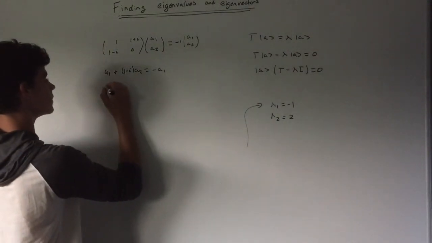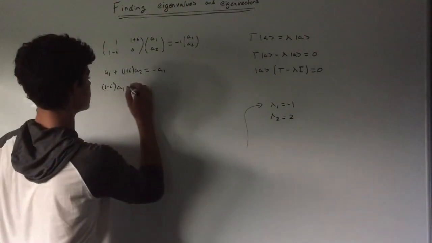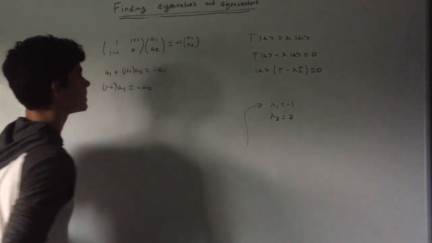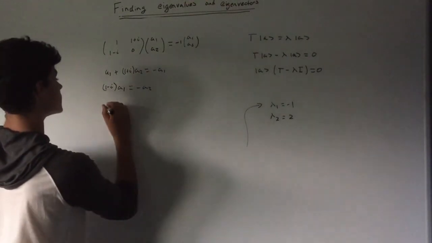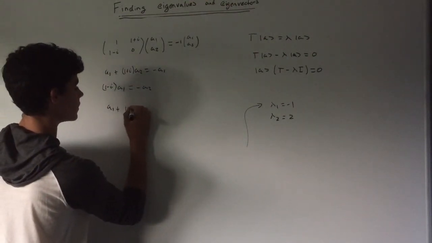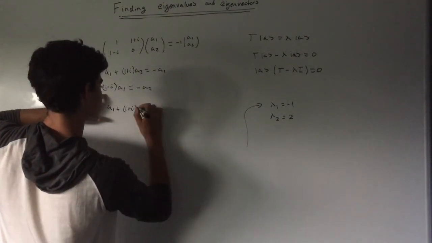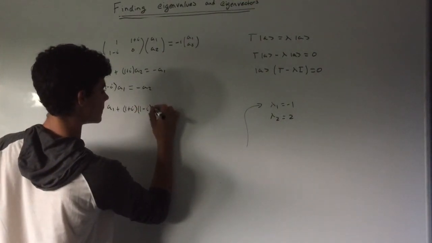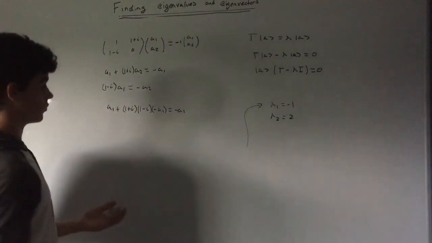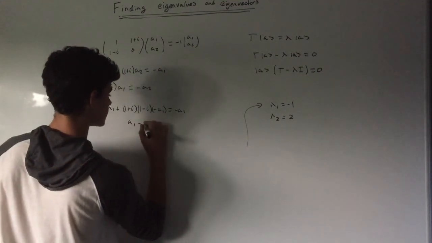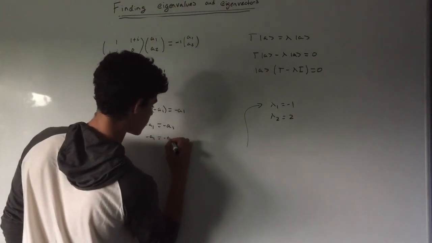So we'll have 1 minus i times A1, plus 0 times A2, is equal to negative A2. Awesome. Now we solve for A2 and plug it into the first system equation. Then we'll have 1 minus i times negative A1 is equal to negative A1. This, as you said before, was 2, so we'll have A1 minus 2A1 is equal to negative A1. Negative A1 is equal to negative A1.